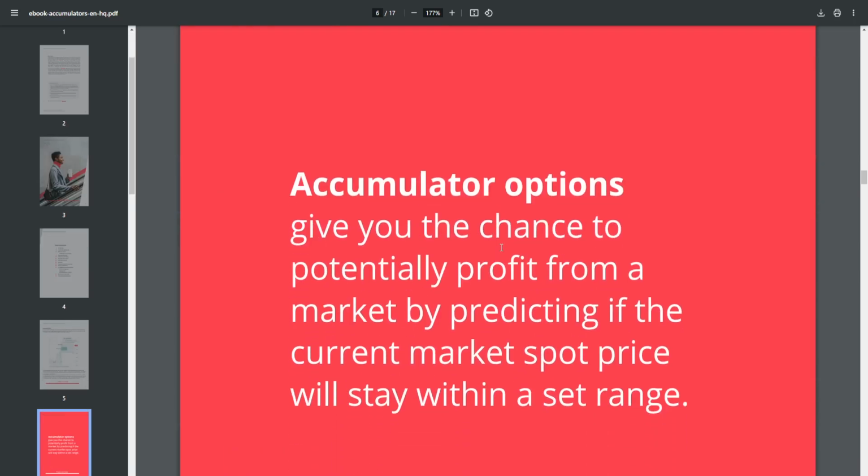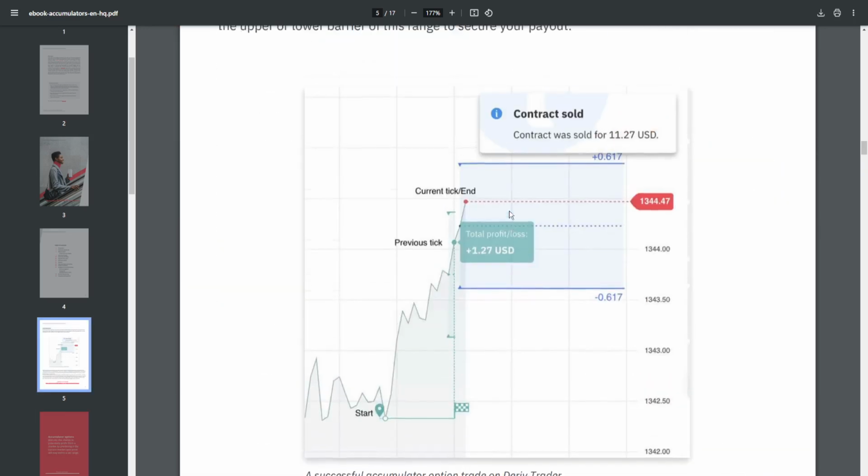All right, now, accumulator options give you the chance to potentially profit from a market by predicting if the current market will stay within a set range. Okay, so in accumulators, it's not like trading rise and fall or trading call and put. Your work in accumulators is to predict that the market will stay within a certain range and that these barriers will not be touched.